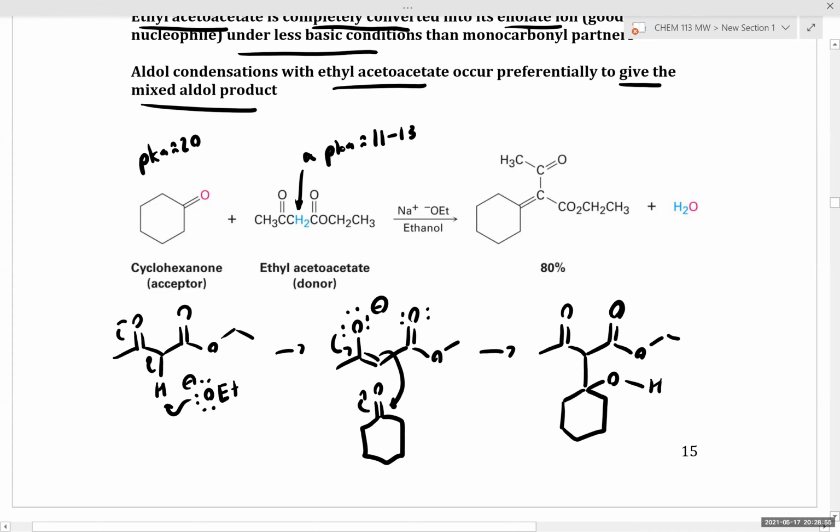Further, just to skip one step, would anyone like to comment on this elimination step? Why is this elimination relatively easy? So when you have these activated substrates, such as, for example, the beta hydroxyketone formed from ethyl acetoacetate, why does this elimination happen without any added acid? Why is this elimination so favored? What makes this elimination faster than normal?